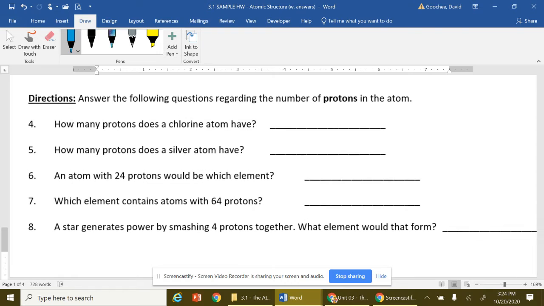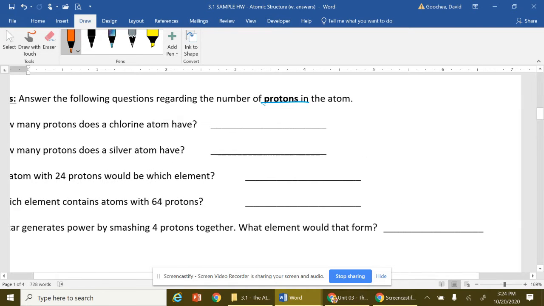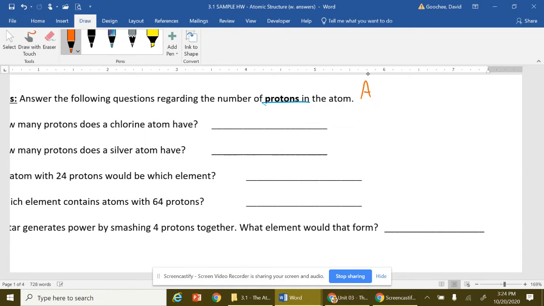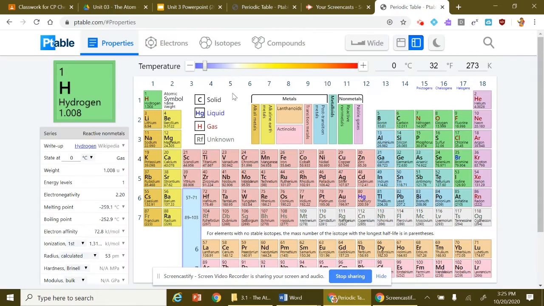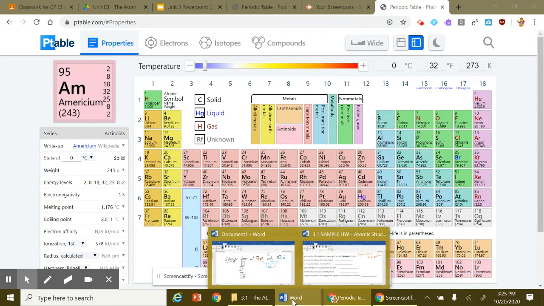Let's start with this first problem right here, okay? Answer the following question regarding the number of protons in the atom, and we'll just remember an important fact here, which is the atomic number, which is the number on the periodic table, is equal to the number of protons. So we are going to want to have a periodic table ready to go right here to help us out, okay? So I'll just be flipping back and forth between the worksheet and the periodic table.